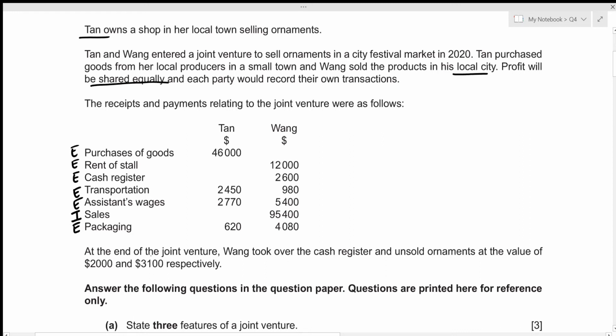Okay, then at the end of the joint venture, Wang took over the cash register and unsold ornaments at the value of 2,000 and 3,100 respectively. So cash register, which we bought, was taken over by Wang at the end of the joint venture, and unsold ornaments. So unsold ornaments is just going to be the remaining goods, right, which we can term as inventory. And the inventory was also taken over by Wang at the price of 3,100.